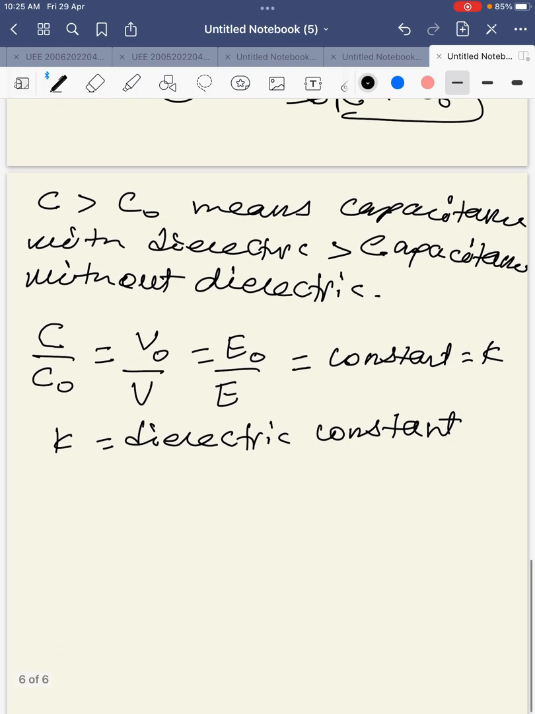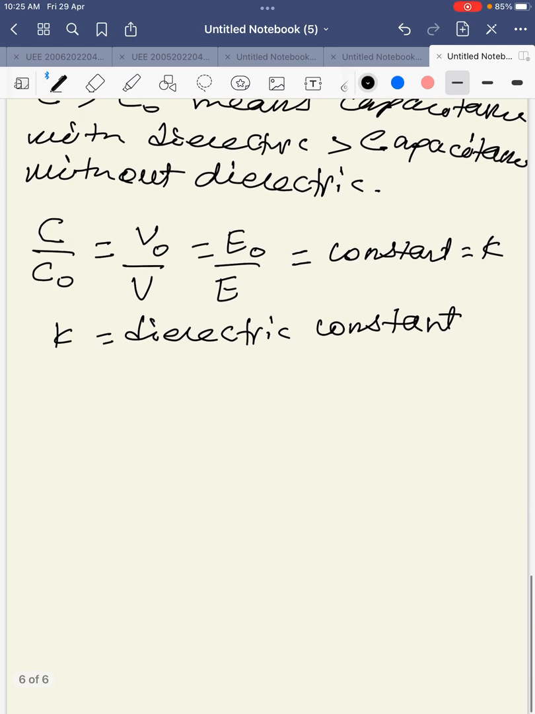The ratio of capacitance with dielectric to capacitance without dielectric is the same as the ratio of voltage without dielectric to voltage with dielectric, which is the same as the ratio of electric field without dielectric to electric field with dielectric. K for every dielectric material is greater than 1. K is equal to 1 for air or vacuum.